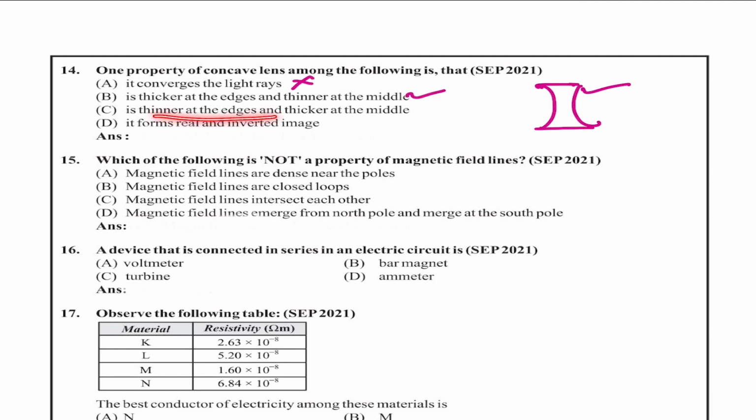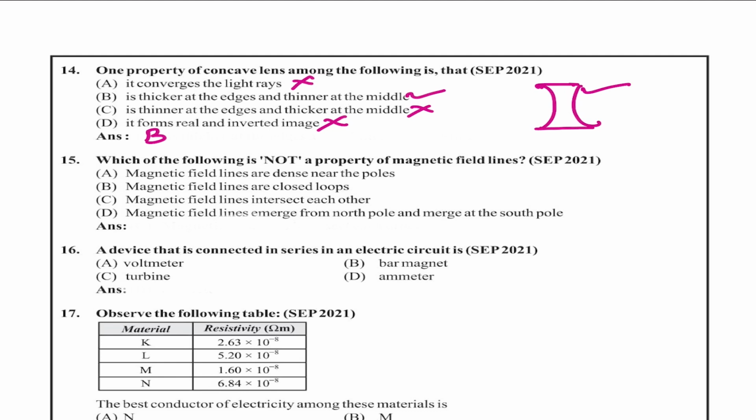Option C. It is thinner at the edges and thicker at the middle. Is it thinner at the edges compared to its middle portion? No. Hence it is not option C. It forms a real and inverted image. A concave lens, in both the cases, forms a virtual and erect image. Hence option D is also wrong. The correct answer for the 14th question is option B.